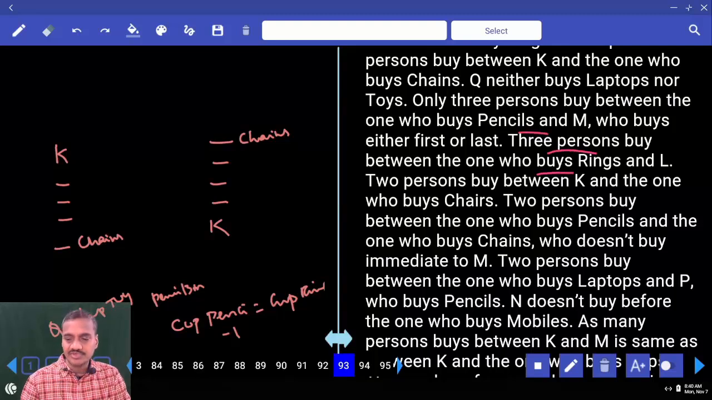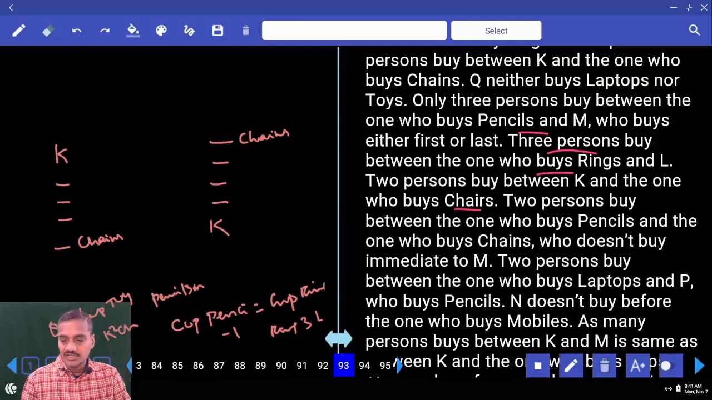Only 3 persons between M who buys either the first or the last, and 3 persons buy between rings and L. Now again between rings and L there must be exactly 3 persons. And 2 persons between K and the one who buys chair. And K and chair there are exactly 2 persons.